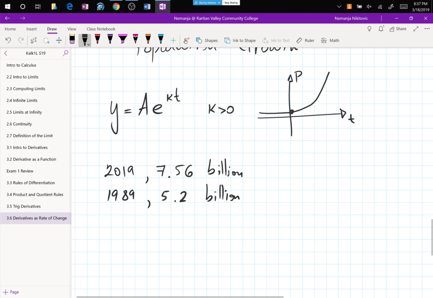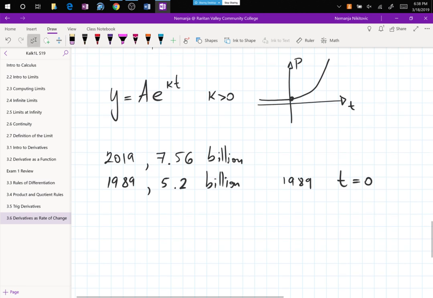Now I am going to set 1989 as t equal to 0. That's one of the oldest tricks in the book for math, which makes the year 30 years later. So I have these 2 points in time. This is data, right? 2019, 7.56 billion. 30 years ago, 5.2 billion. So this has to be t equals 30. The difference between these two is 30.